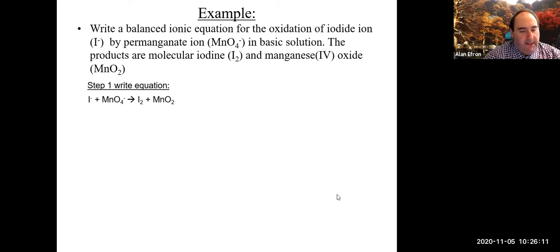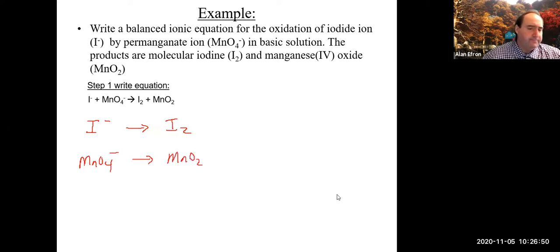Okay, so let's take a look here and see how you're doing, how you're progressing. All right, so we have this unbalanced equation here. Really, one of the first steps you would want to do is essentially split it off into its two half reactions. It's really just the two things that look like they're related. So obviously we have I minus going to I2, and we have MnO4 minus going to MnO2.